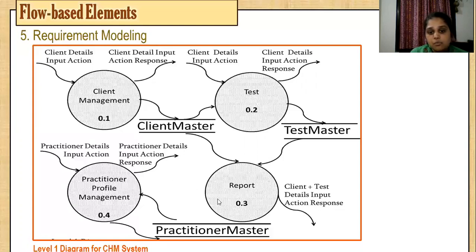Next is report. Now for a report, you are taking data for client from here, you are taking data of test from here, and based on that you are generating an output in the form of client plus test detail input action response.